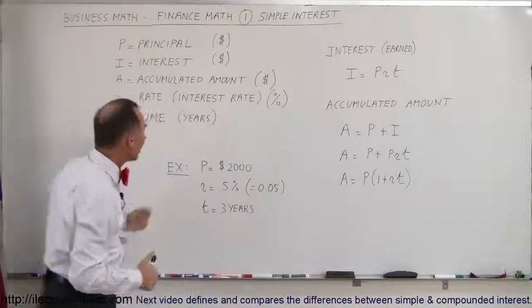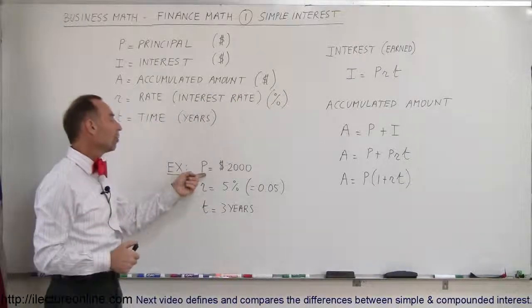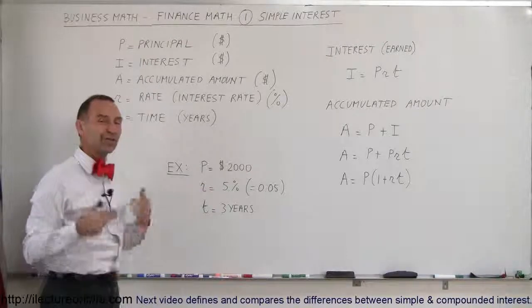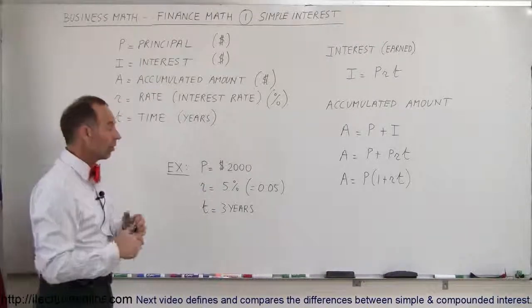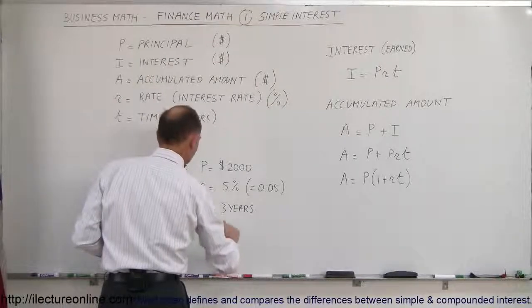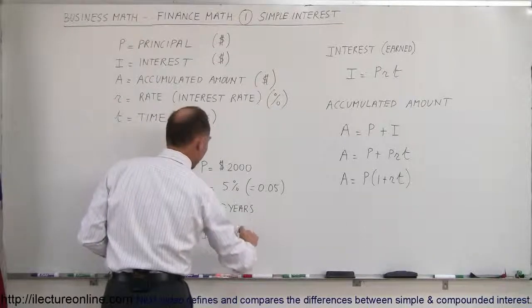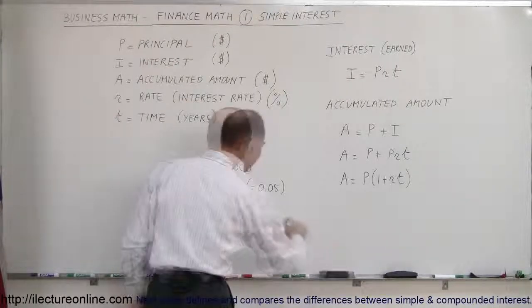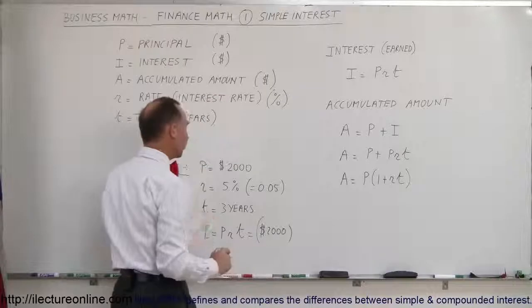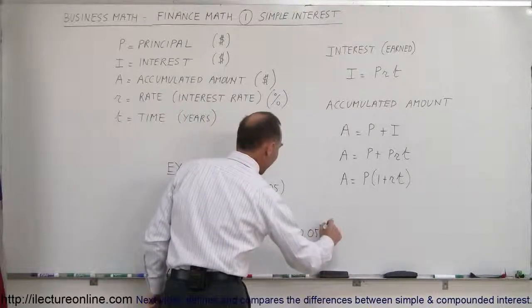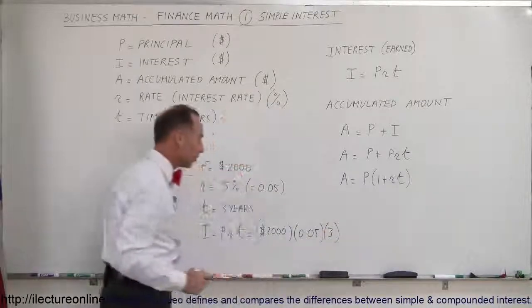All right, so here's an example. Let's say that we're going to invest $2,000 at 5% interest rate, and we'll do it for 3 years. But it's simple interest, which means that the interest that you'll earn, I, is equal to the principal times the rate times the time, which is going to be equal to $2,000, times the rate, which is 5%, so that will be 0.05, times the time, which is 3 years.